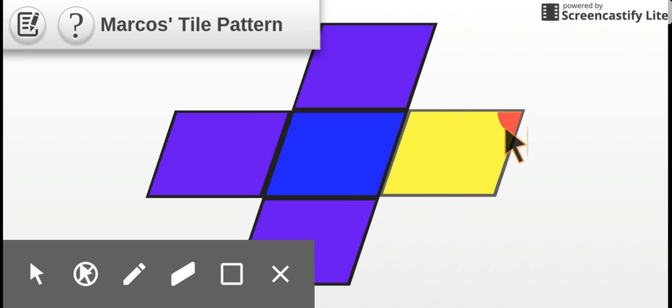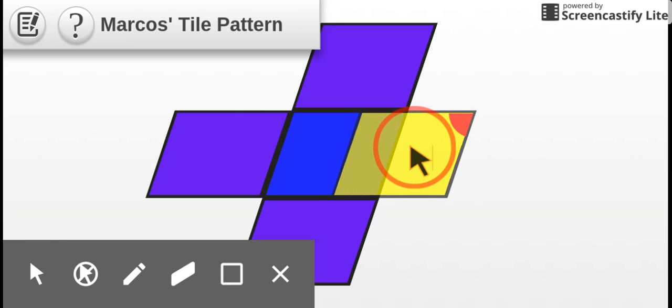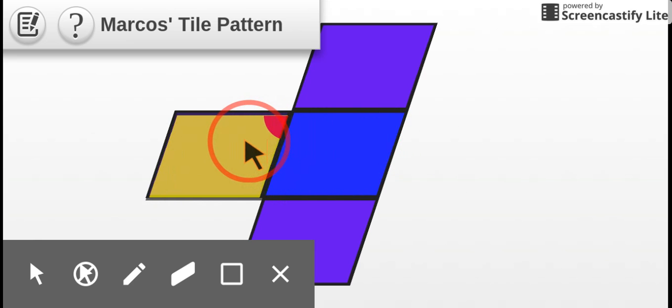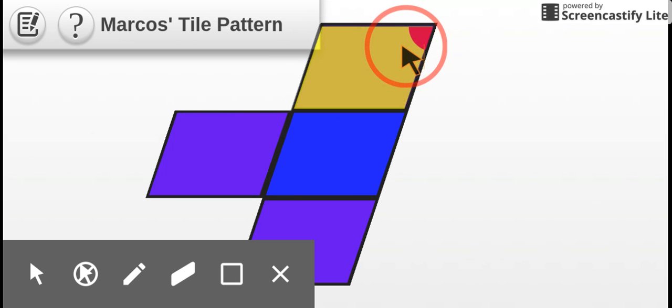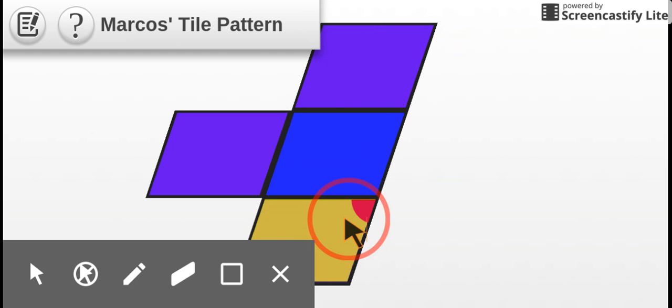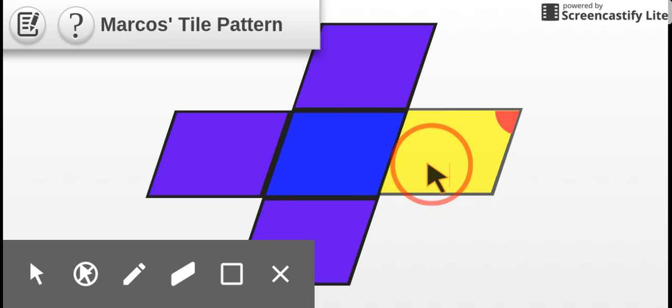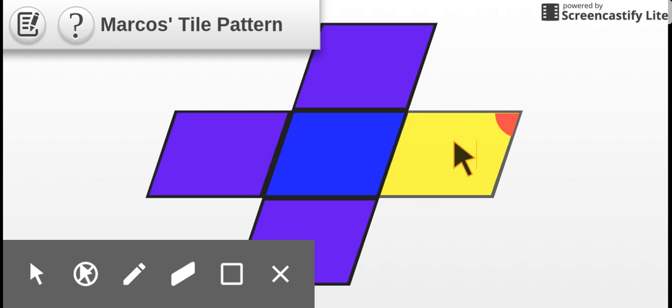See this little red angle here that's marked in the upper right corner of my yellow parallelogram. If I take that and translate it back on top of my center parallelogram, you can see that angle still lines up perfectly. And if I move it over to this one, it still lines up perfectly right here. It also lines up here and down at the bottom. That's great. That tells me that all of these angles that are in the same position on the parallelogram, corresponding angles is what it's called, are equal or congruent.